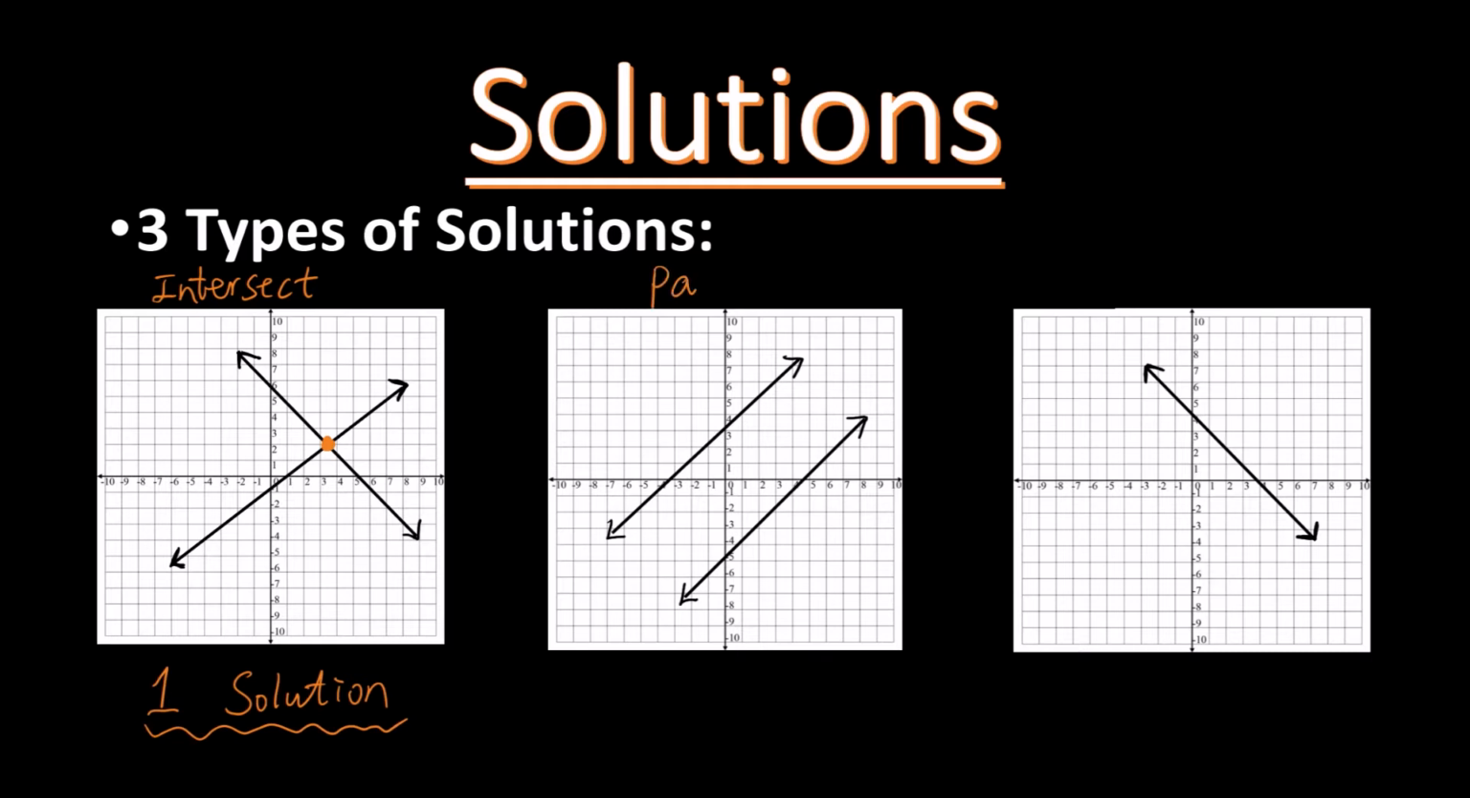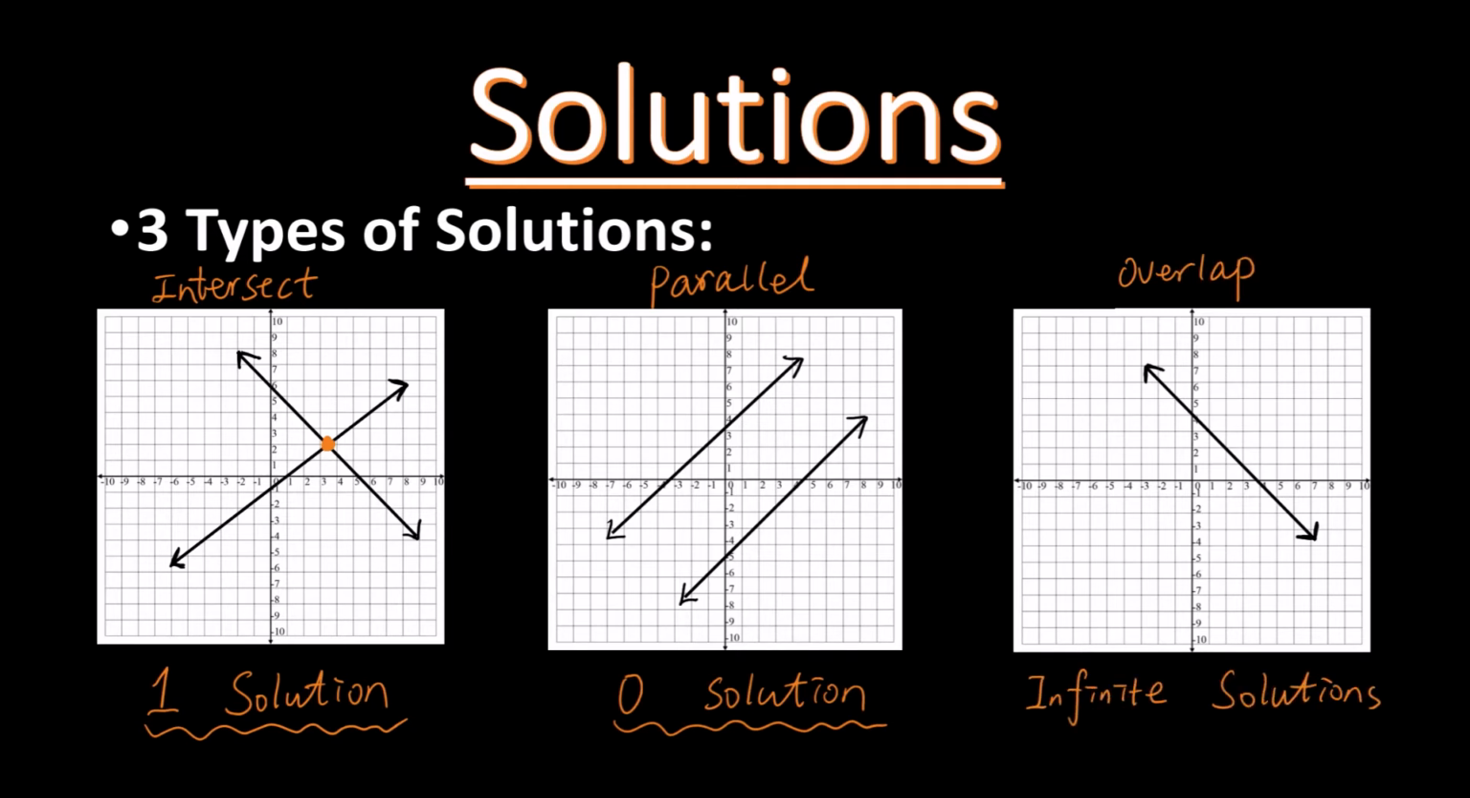The second graph is parallel lines. In this case, the system of equations has no solution because the lines never intersect. The third graph overlaps on each other. In this case, the system has infinitely many solutions. The solution set is the set of all points on the line.